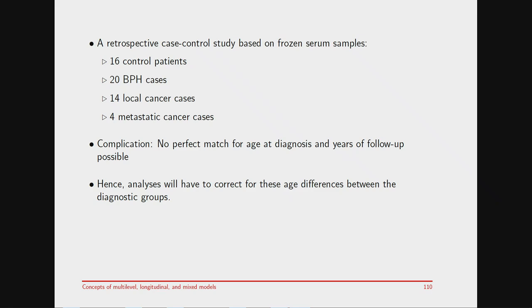So strictly speaking, there are only 4 groups you want to compare. You want to look at longitudinal evolutions in these 4 groups, a little bit similar to what we have done so far. But everything needs to be corrected for age because the 4 groups do not have the same age distribution, and you want to avoid concluding that there are differences between the groups just because of age differences. So that's the complication, and that's why all these analyses will have to correct for these age differences. Okay, so that's the context.